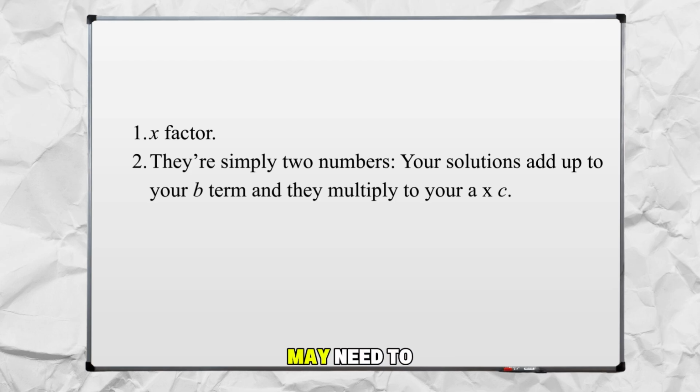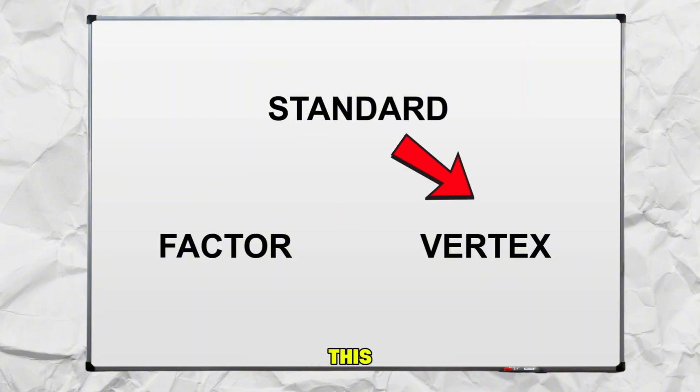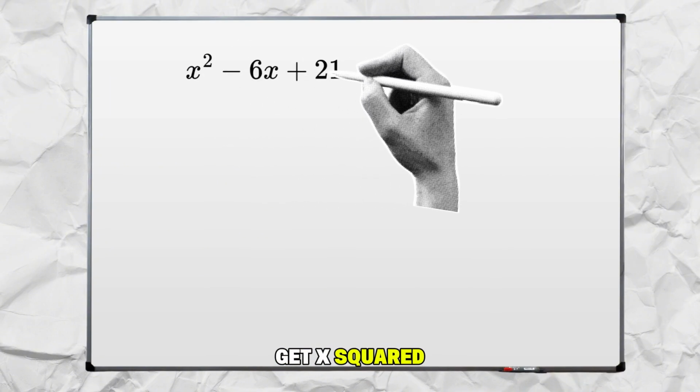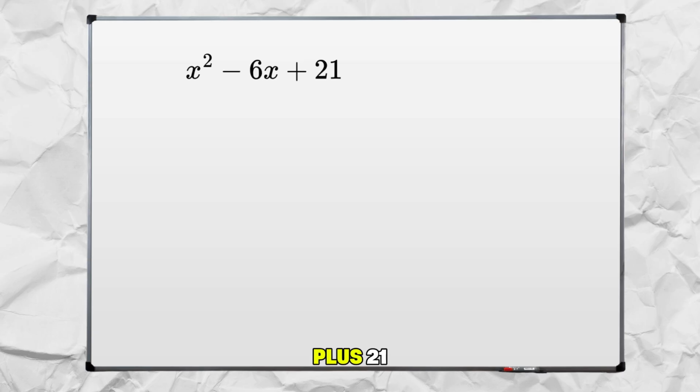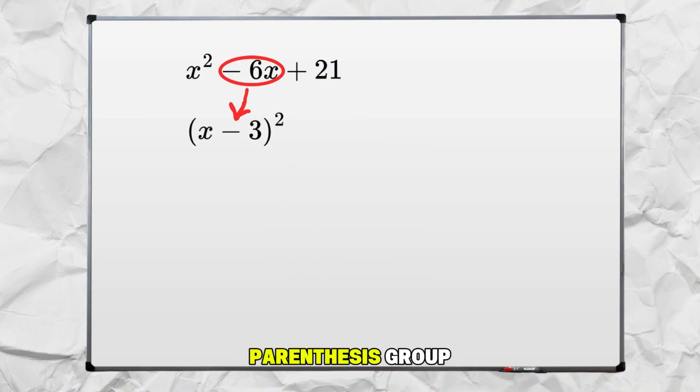Now sometimes we may need to go from standard to vertex. That might look like something like this. Let's say I get x squared minus 6x plus 21. Now what I'm going to do is take half my b term. So that's step 1: take half your b term if you're going from standard to vertex. And that's going to become the constant inside of a parentheses group that I'm going to square. I'm going to create a perfect square out of this.